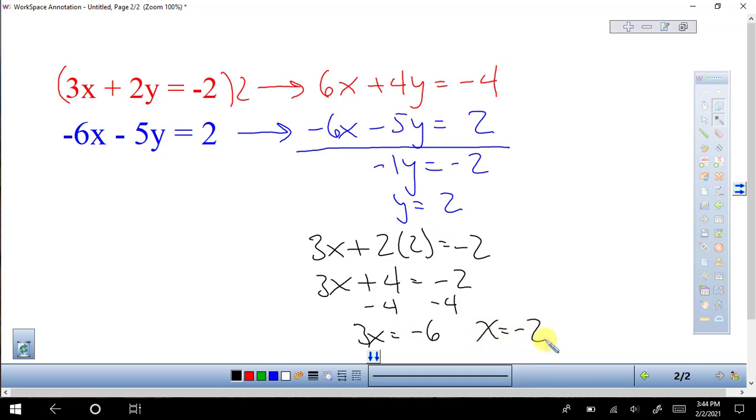I have just solved this system of equations. X is negative 2, and y is 2.